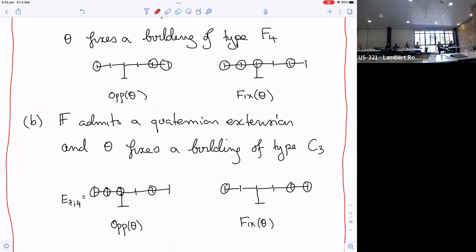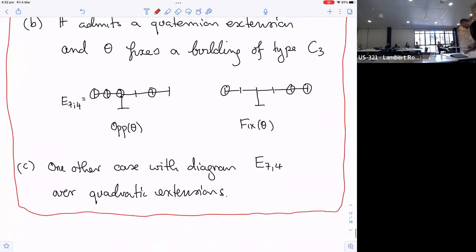So, next part, maybe there's a quaternion extension of your field, so there's a quaternion ring over your base field. And then your opposition diagram is of this form, which is the other one, and your fixed diagram is the other one. So this is in the magic square. I don't really understand why, but these are these two, the 3-4 entry and the 4-3 entry. There's sort of some duality.